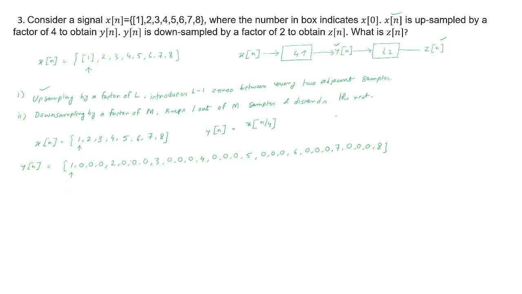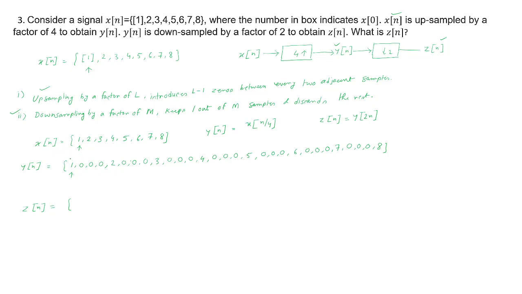Now we'll try to find the mathematical expression of zn. Zn is y of 2n. 2 is the downsampling factor. So by this principle, zn is going to be something like that. Let us look at the principle again, that we are going to keep 1 out of M samples. M here is 2, so we are going to keep every 1 out of 2 samples, and we are going to remove the other one. It's kind of we are going to keep every alternate sample. Let us see how it's done.